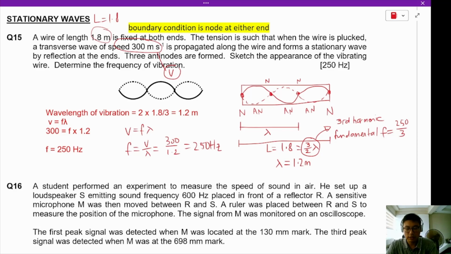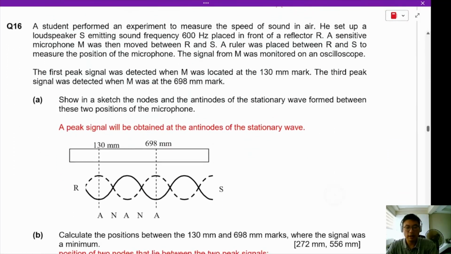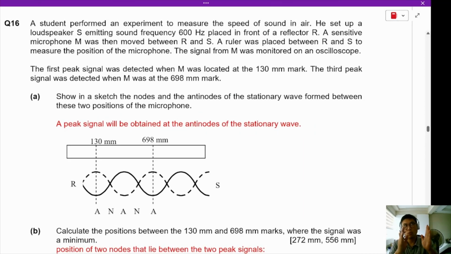Let's move on to question 16, which is a different kind of stationary wave question. Question 16 is one where the frequency is fixed, but the length of the tube can change. A student performed an experiment to measure the speed of sound in air. He emits a sound frequency of 600 Hz, that's f, placed in front of a reflector R. The fact that there is a reflector means that there is a standing wave.